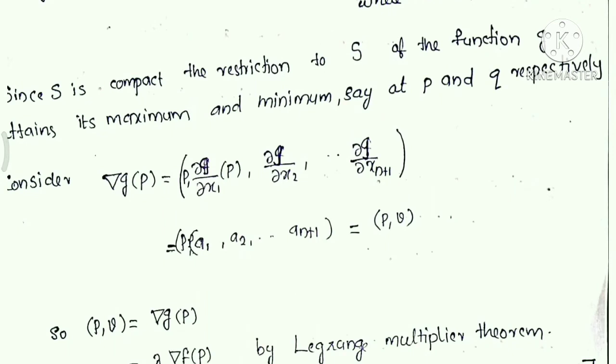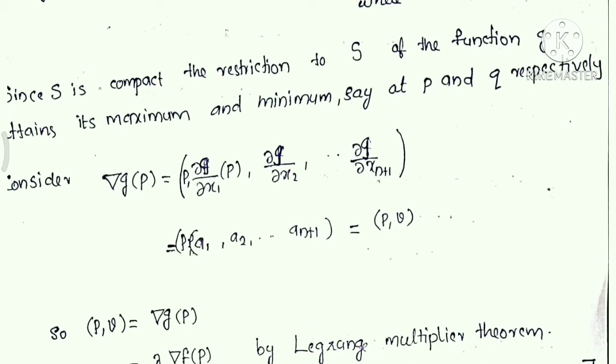We have a result that any continuous function defined on a compact set attains its maximum and minimum on that set. Here S is a compact set, and the restriction of g to the set S is a continuous function, and hence we can say that the restriction to S of the function g attains its maximum and minimum, say at p and q respectively.